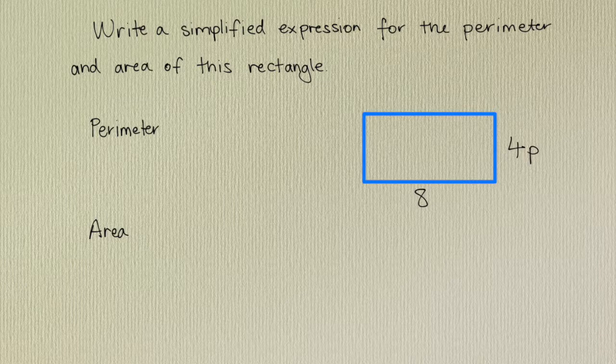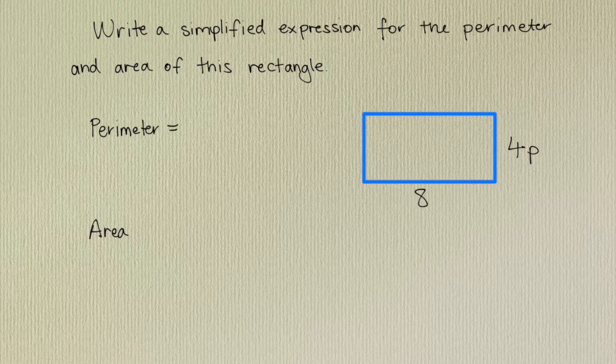Okay, here I've got a problem solving question. It gives you a worded question and a diagram. The question says, write a simplified expression for the perimeter and area of this rectangle. Here we've got a rectangle, and one side is 8 units and the other side is 4p units. So I know the exact value of one of the lengths. I don't know the length of the width because I don't know the value of p. So I need to write an expression for the perimeter and area.